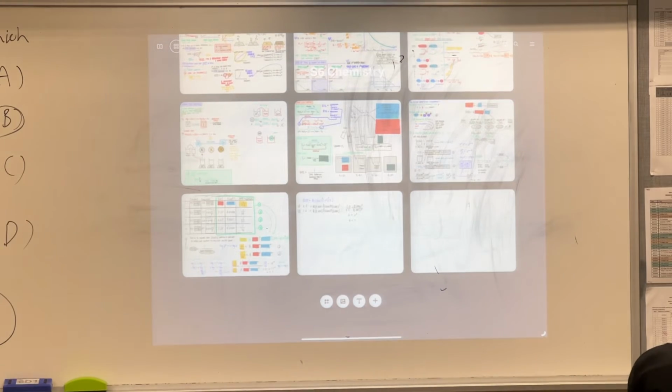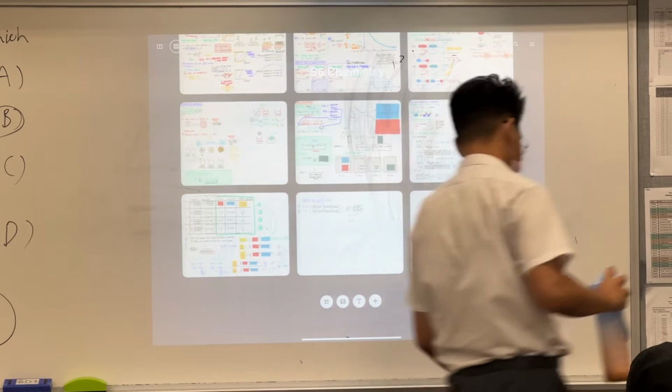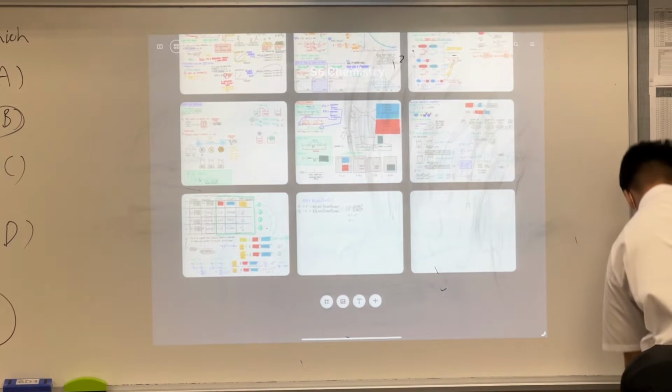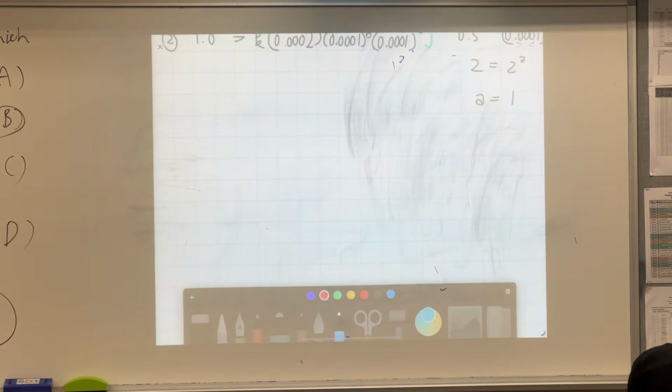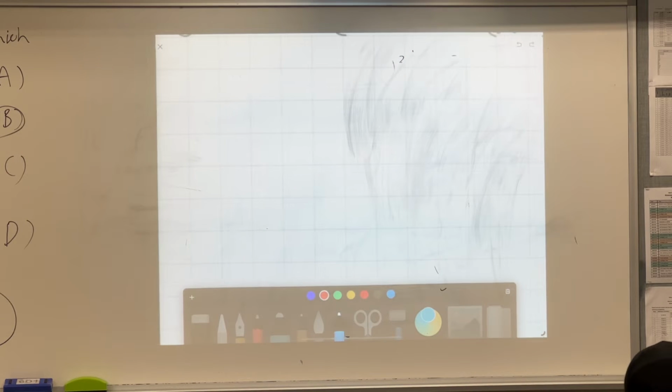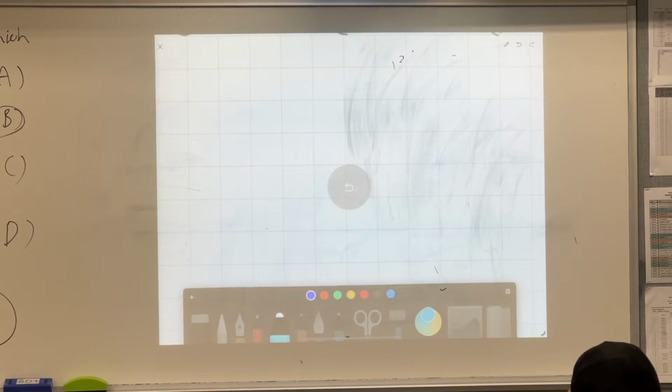So we'll pick up from last time. We have discussed how to find the order of reaction with respect to a certain reactant. Okay, let's do a very quick recap here on how we find the order of reaction.